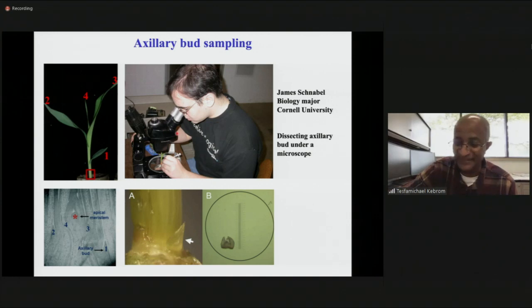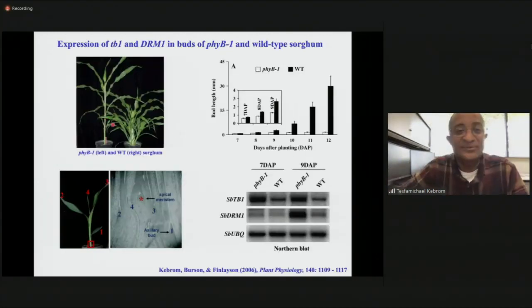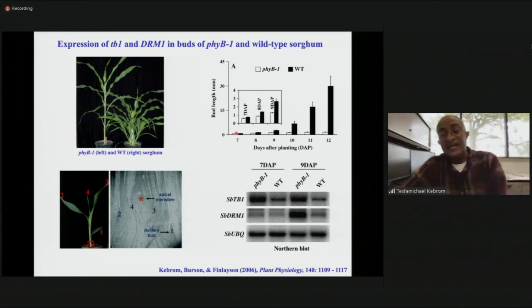He's dissecting an axillary bud. So I grew these plants, the wild type, the normal plant, and the mutant, and harvested buds at 7, 8, 9, 10, 11, and 12 days after planting. The bud in the first leaf axil, this one. As you can see here, at 7 days after planting, the length of the bud in the wild type and the 5B mutant were comparable. After that, the bud in the 5B mutant stopped growing, while the wild type grew and formed a branch.